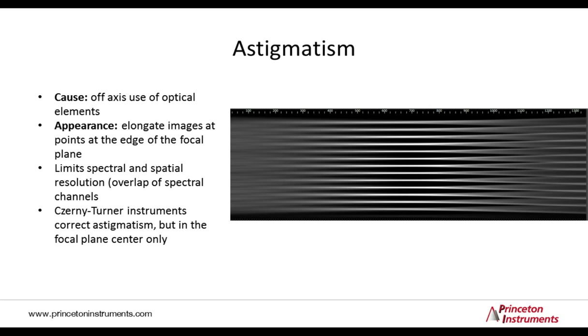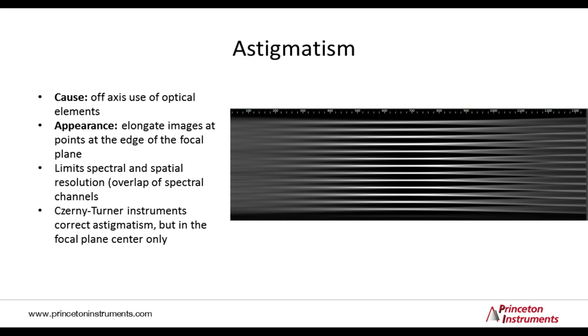So one of the most common effects that's easily seen by experimenters is astigmatism. Astigmatism is caused by off-axis use of the optical elements in the spectrographs, and the effect is that images are elongated. In particular, once you go towards the edges of the focal plane, the elongation gets stronger and stronger. So that limits the spectral and spatial resolution.